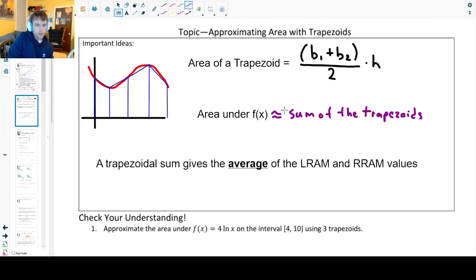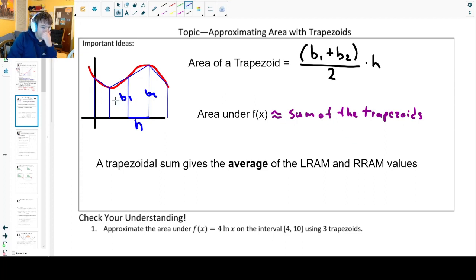Cool. Let's go ahead and go to the summary page here. So some important ideas. Area of a trapezoid is equal to this calculation right here. That is averaging our left-hand side and our right-hand side heights of this. And then the height in the area of a trapezoid actually refers to the width of our intervals, right? So the area under the curve is pretty close, right? It's approximately equal to the sum of all of these trapezoids.